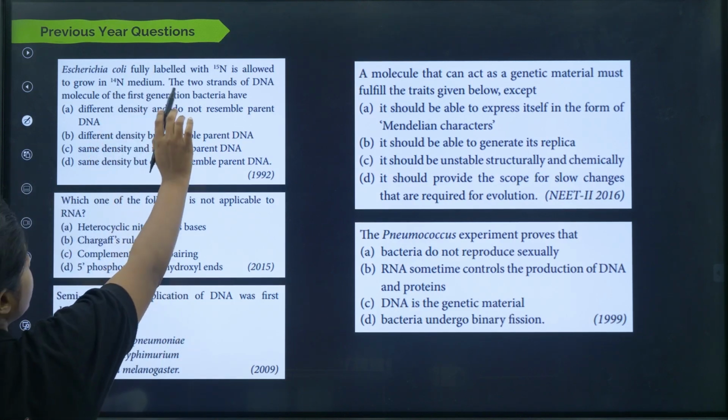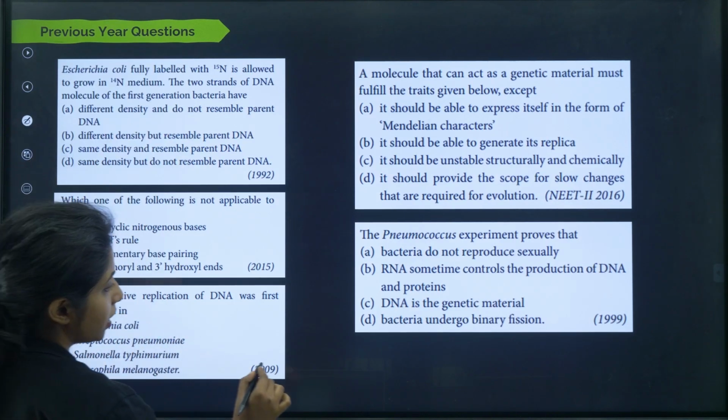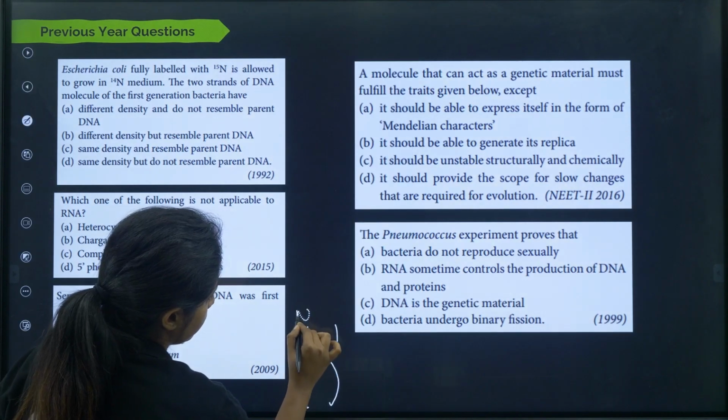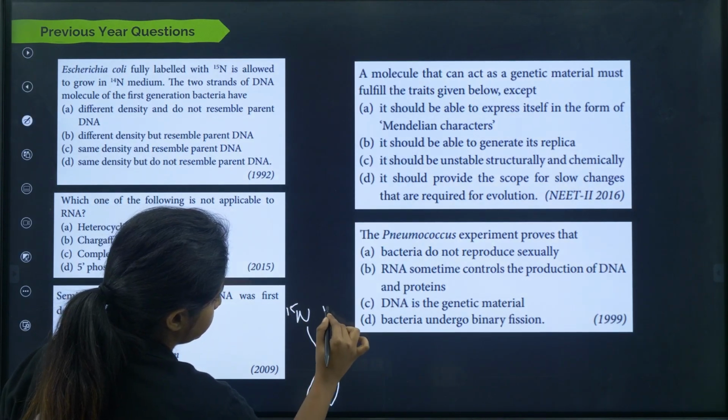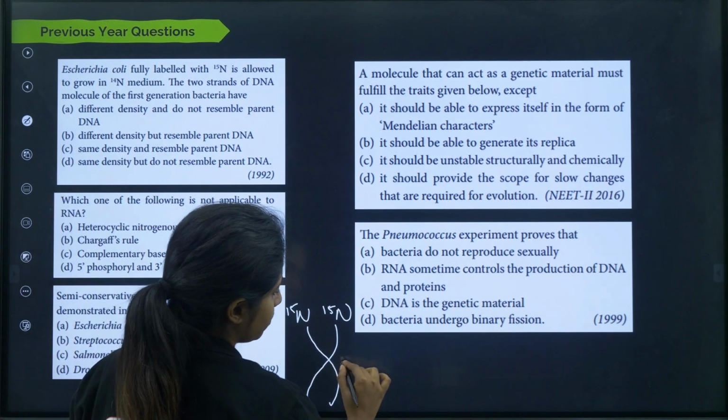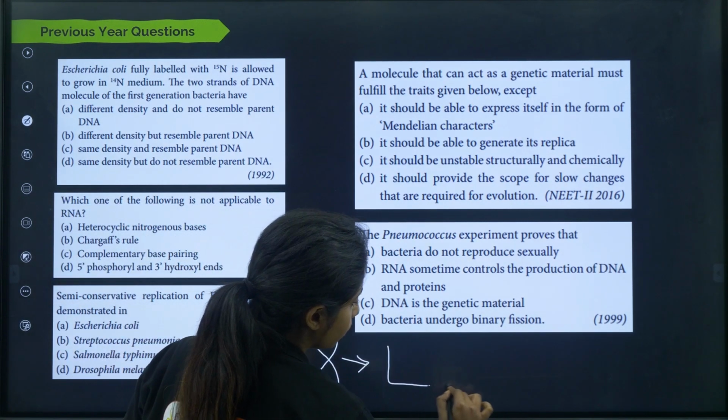Escherichia coli fully labeled with N15. So, I understand that it has two strands which has 15N, okay? Is allowed to grow in N14 medium. It is allowed to grow in what, children?